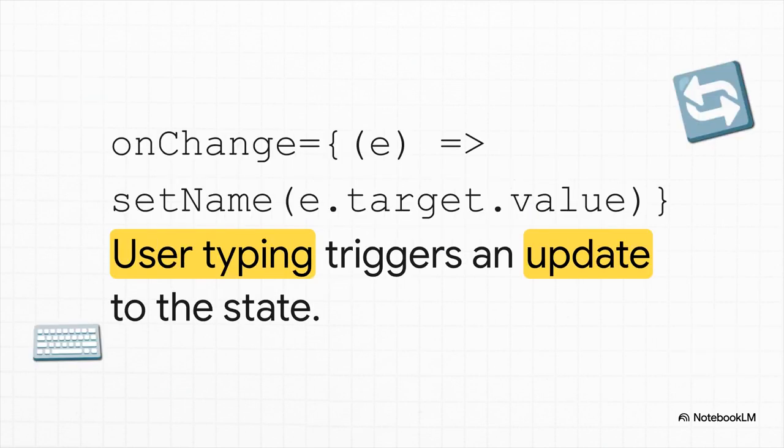And here's how we complete this circle. The onChange event is the listener. It fires on every single keystroke, and each time it fires, we grab the new value from the input and use our setName function to update the state. The state updates, React re-renders the component, the input gets the new value from state, and the whole loop is complete, all in a fraction of a second.